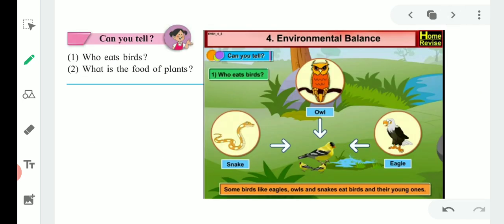Can you tell? There are two questions. Who eats the bird? Here is a small bird, as you can see in this picture. Some birds like the eagle, like the owl, and animals like the snake, a reptile, and their young ones, can eat the bird and their young ones.